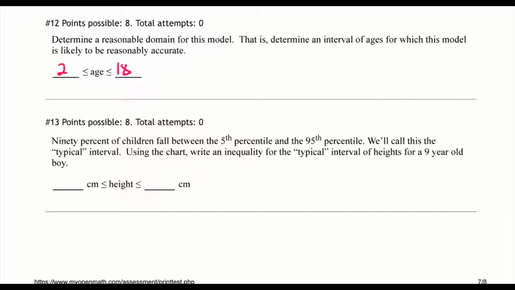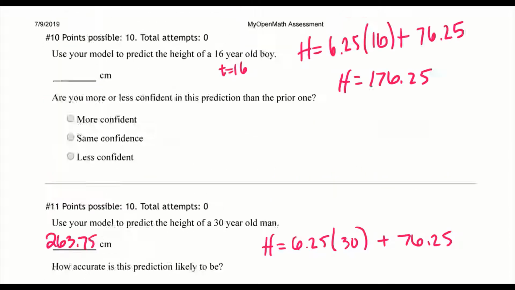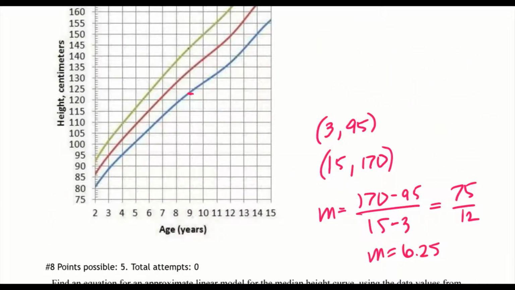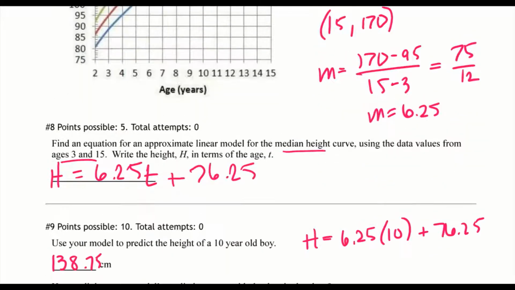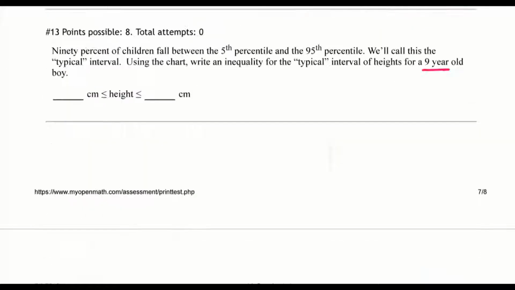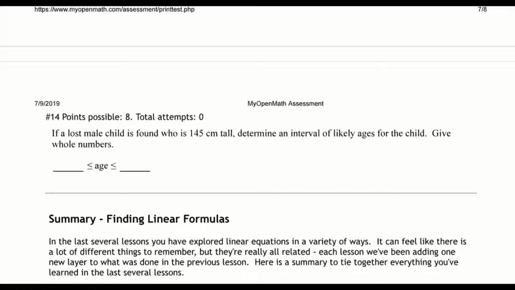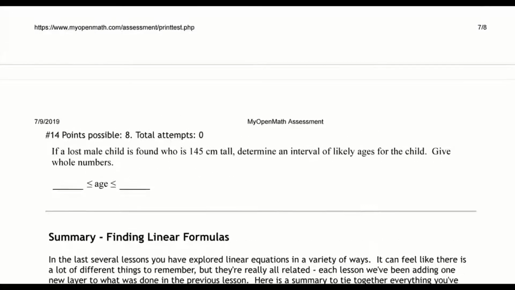Then we have to determine reasonable domain. So that's the side to side. Range is up and down, domain is side to side. So if we're looking at 9-year-old boy, they should be between 125 centimeters, maybe 124 and 144. So that's the height a 9-year-old boy on average is.